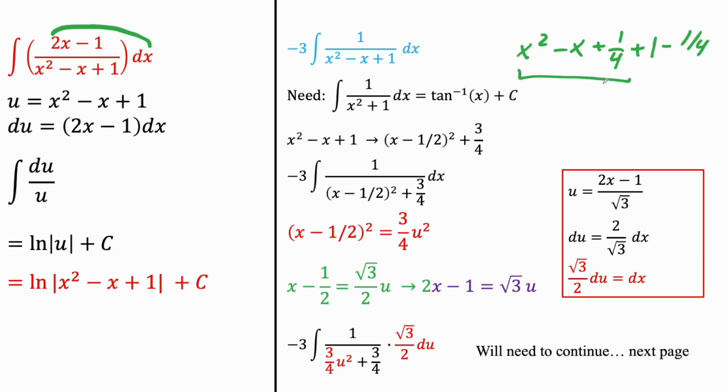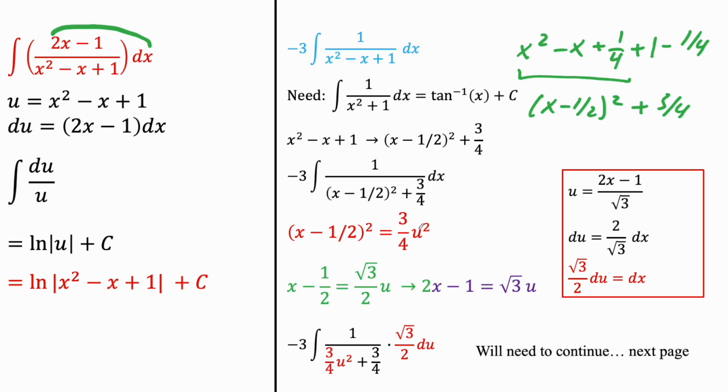And so focus on this piece right here. This is the same as x minus 1/2, close it, squared. And then 1 minus a fourth is going to give us 3/4. And you can always prove it to yourself. Let's expand it. x minus a half times x minus a half is going to get you this. And so we have our negative 3 times the integral of 1 divided by x minus a half, close it, squared, plus 3/4 dx.